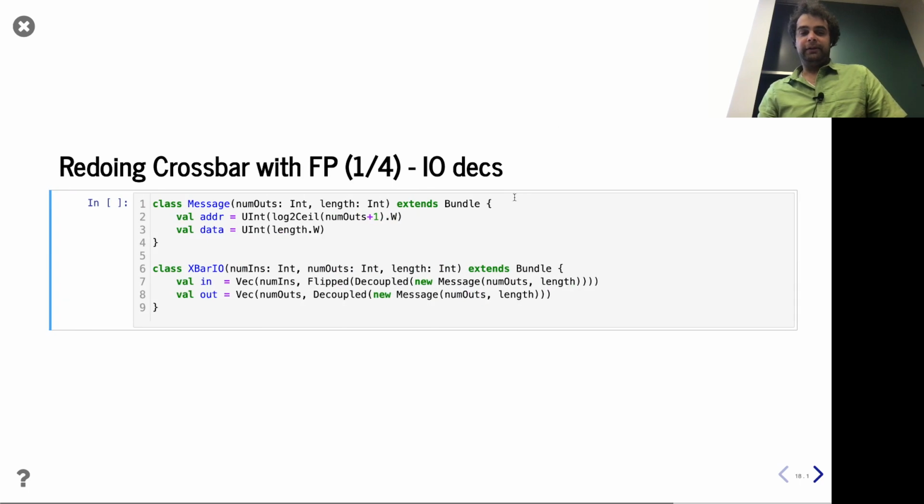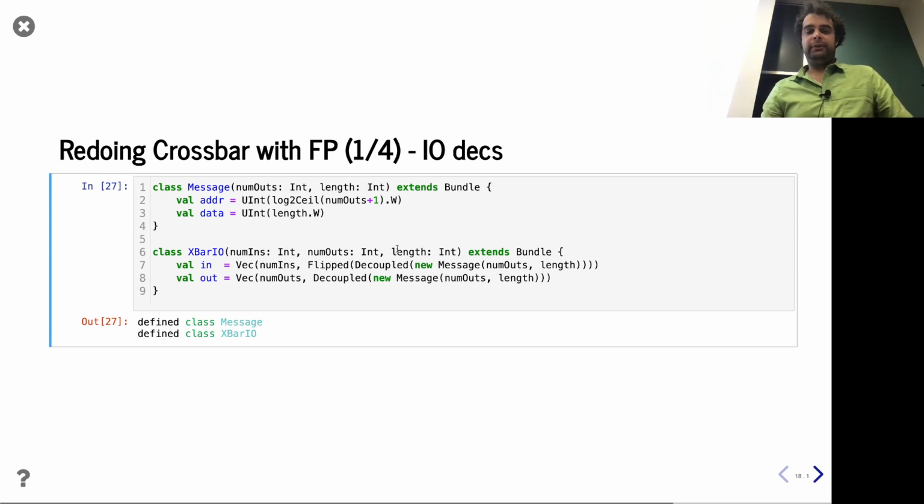All right, so this final example is that crossbar from a couple lectures ago. We did the arbitration lecture. If you remember, we had these bundles we defined. We defined a message type and a crossbar I/O, where we have some number of inputs and some number of outputs, and each one of these ports is a decoupled form of this message.